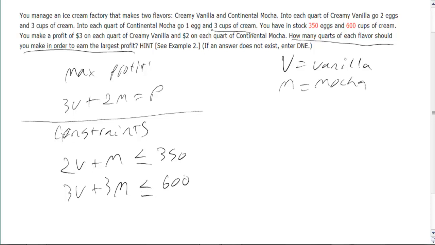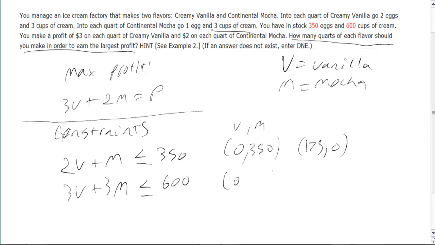So now we're going to find our intercepts. So I will do it VM. So therefore, my first intercept and my second intercept. So therefore, when I plug in 0 for vanilla, I end up with 350 quarts of mocha, and when I plug in 0 for mocha, I end up with half of 350, which is 175.